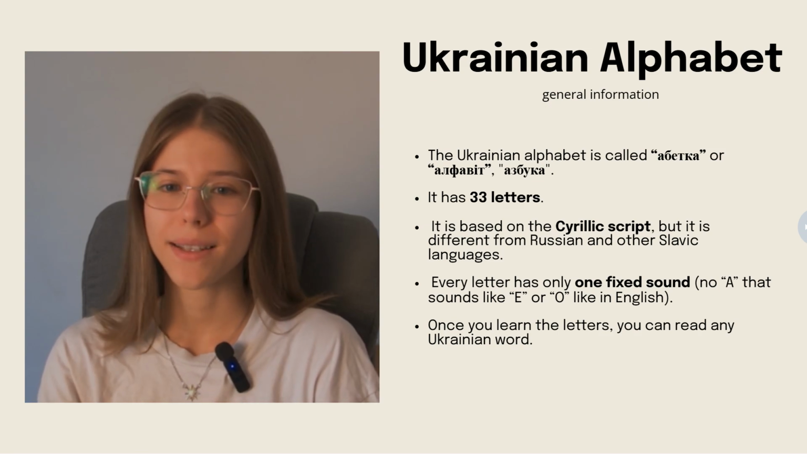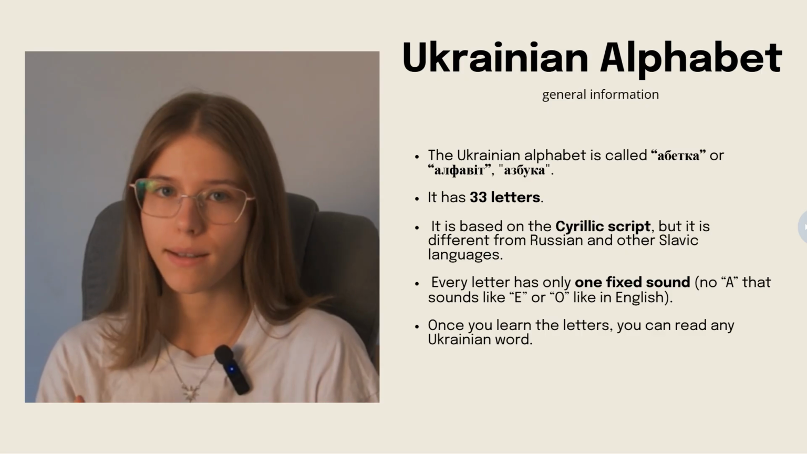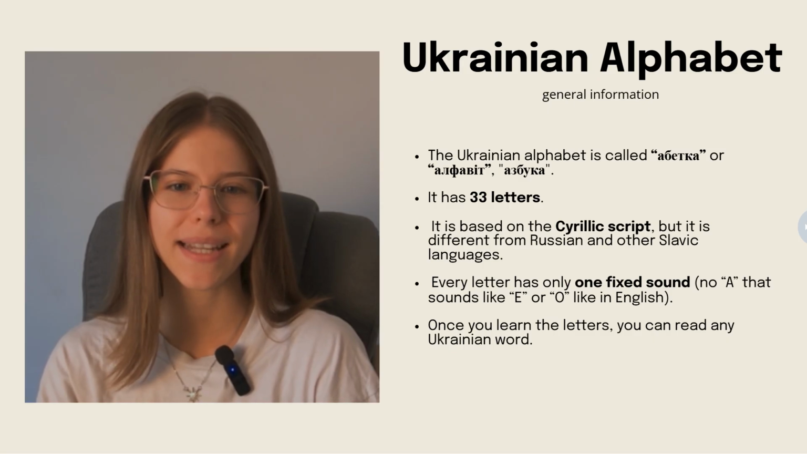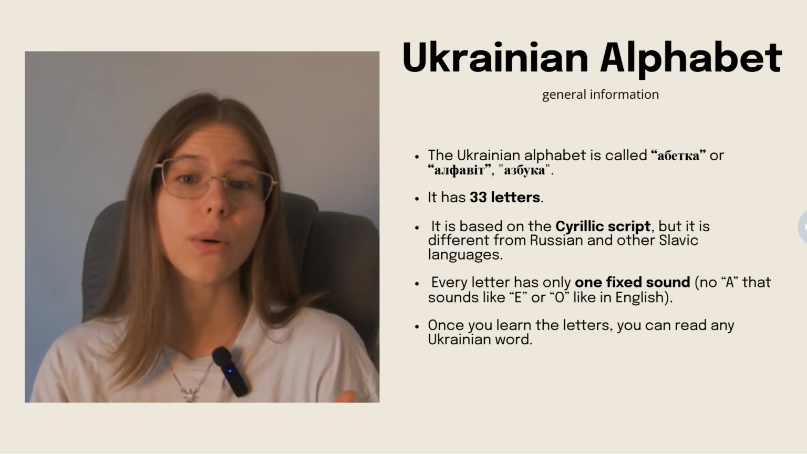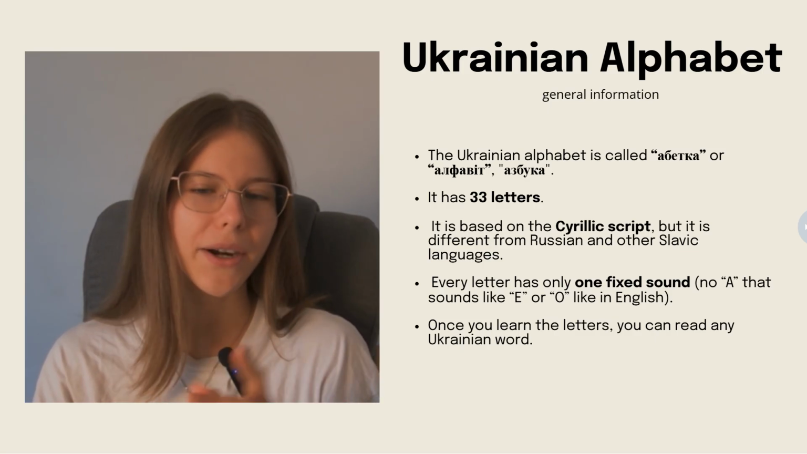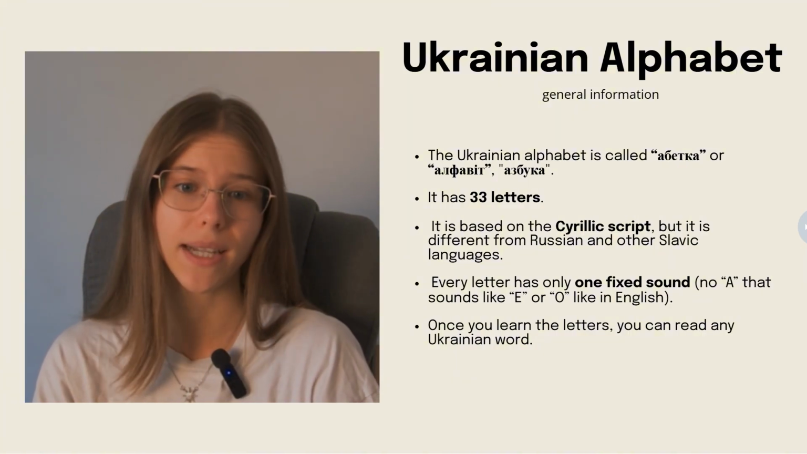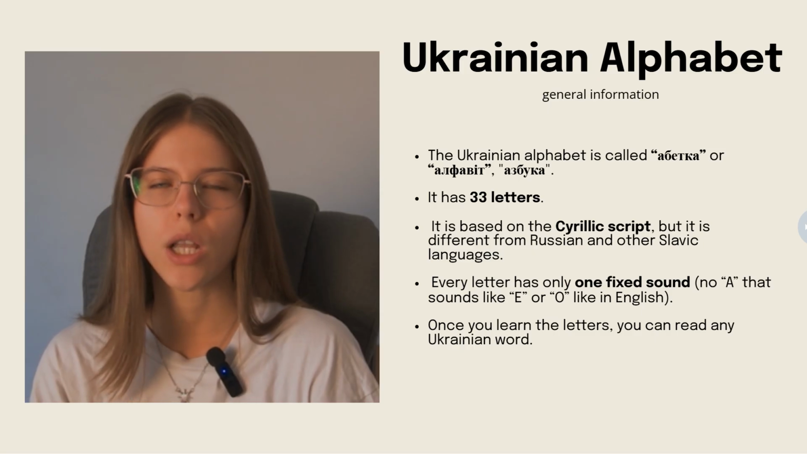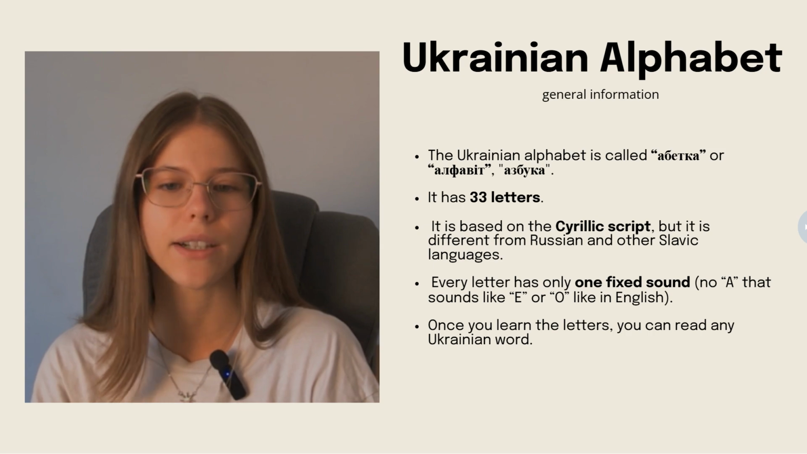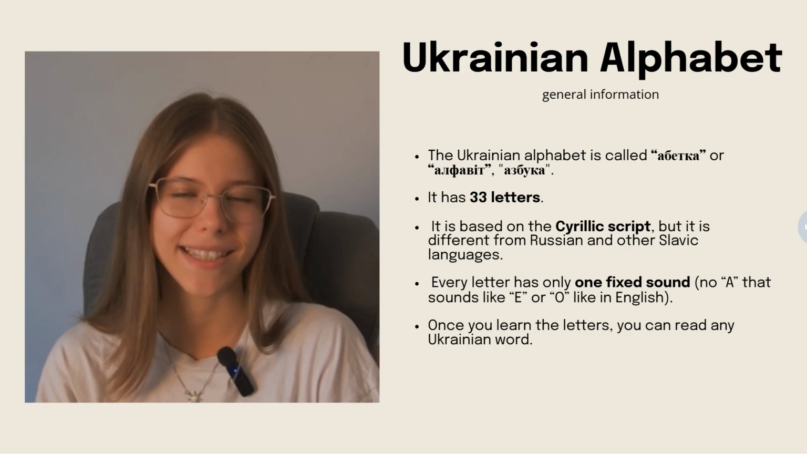Hello and welcome. Today we are going to talk about the Ukrainian alphabet, or абетка, азбука, alphabet, all words possible in Ukrainian. If you know English, some letters will look familiar, but be careful because some of them may sound completely different from what you expect. By the end of this lesson, you will know the whole Ukrainian alphabet, all 33 letters and their sounds, and you will be able to read any Ukrainian word, so let's get started.